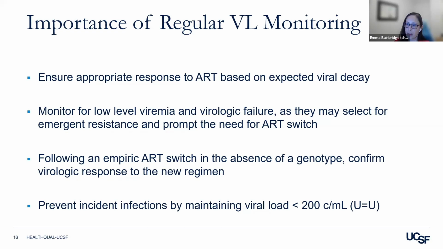Regular monitoring of viral loads also allows us to ensure that patients do not develop low-level viremia or virologic failure. But if you do identify those things, then that prompts you to switch their ART as soon as possible to prevent additional resistance from developing. And then similarly, once you switch their regimen, if you don't have a genotype to help guide you, confirming that they have appropriate virologic response is a really helpful way to make sure that you've selected an appropriate second-line regimen.